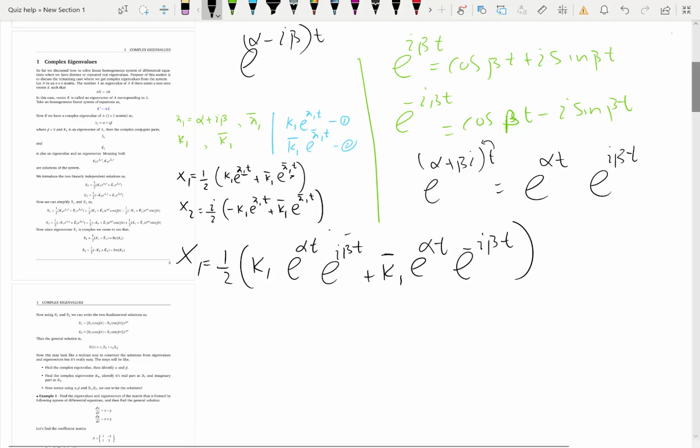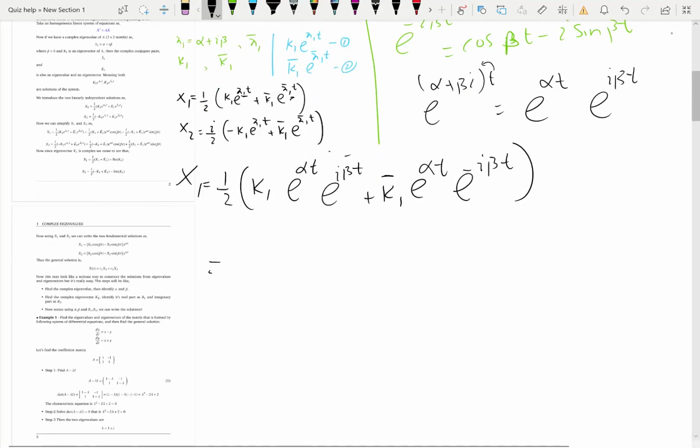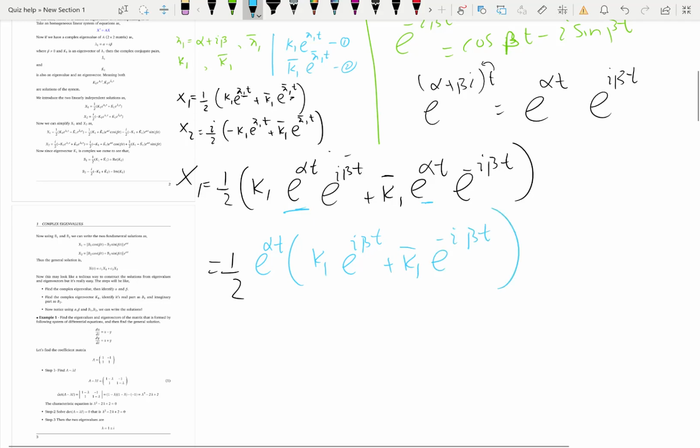All right, so now, as you can see here, there's something common. e to the alpha t is common, so let's take it out. So we get e to the alpha t times k1 e to the i beta t plus k1 bar e to the negative i beta t. Okay, so that is what we get for x1.